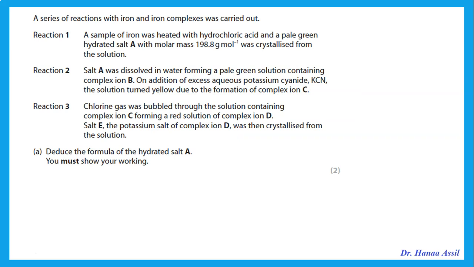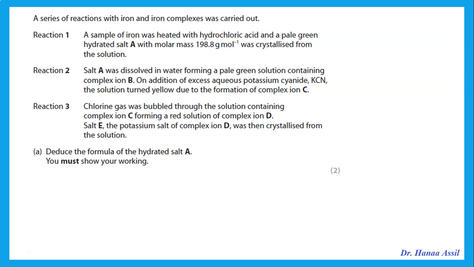A series of reactions with iron and iron complexes was carried out. A sample of iron was heated with hydrochloric acid, and a pale green hydrated salt A with molar mass 198.8 was crystallized from the solution. And the first question says, deduce the formula of the hydrated salt A.